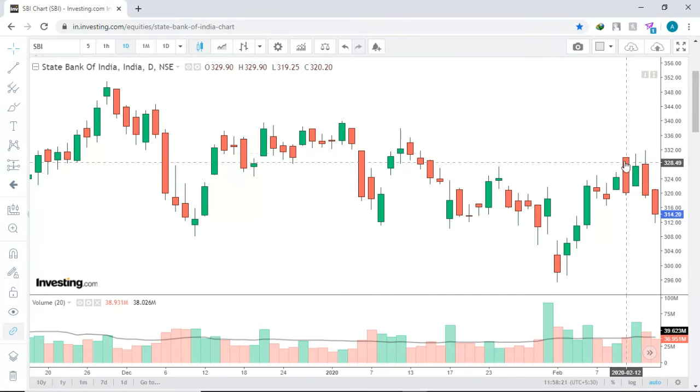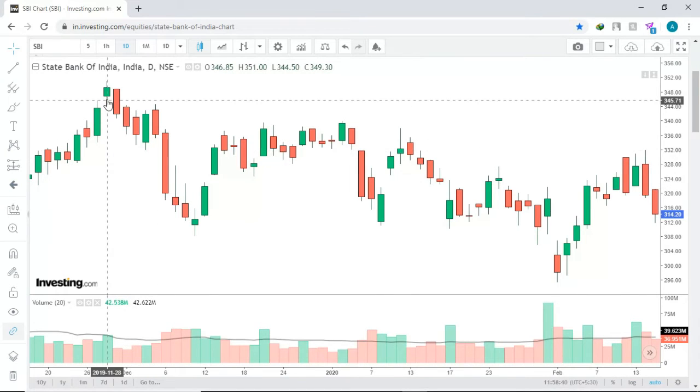In the same way, you can see this red candle here. It is 330 rupees here and it has fallen to 320 rupees on the same day. On one day it has fallen from 330 to 320. So like this you can read the candles. This is the way the candles are.